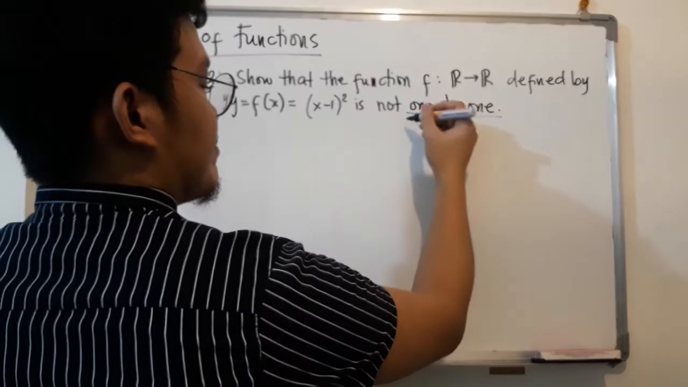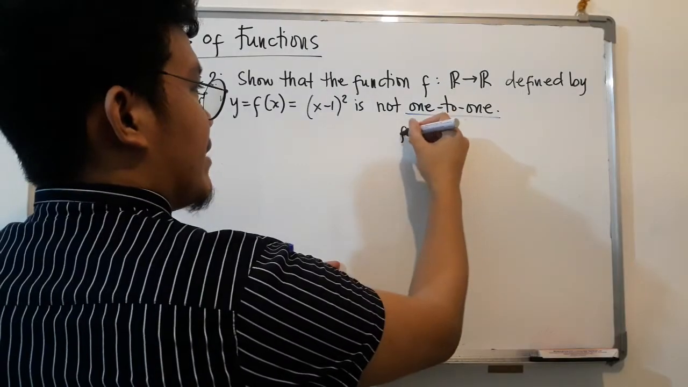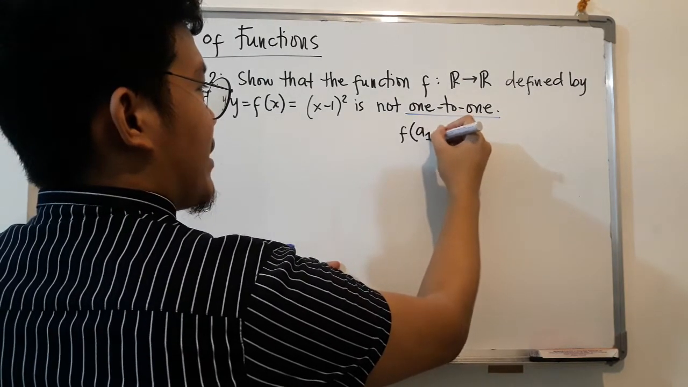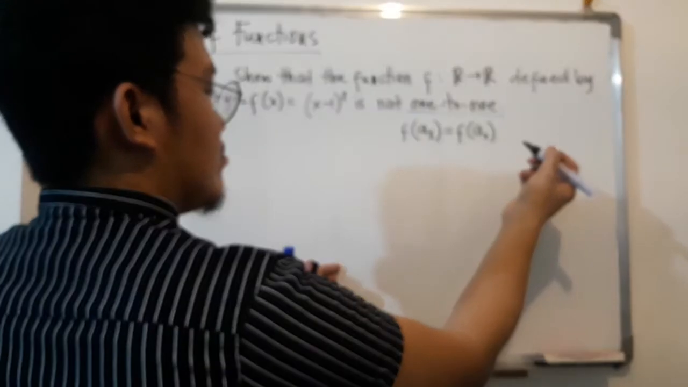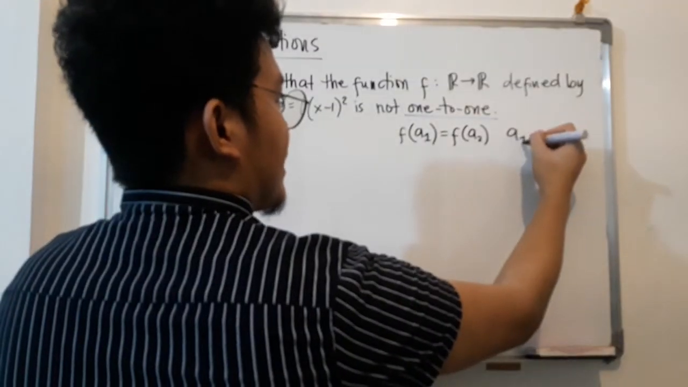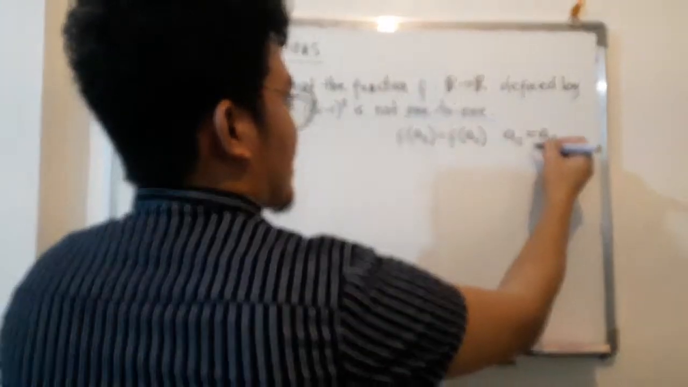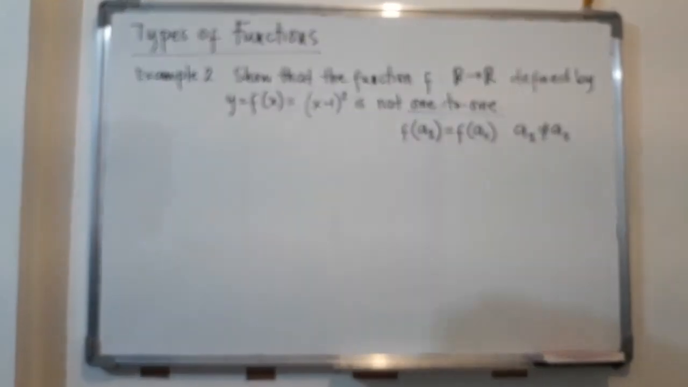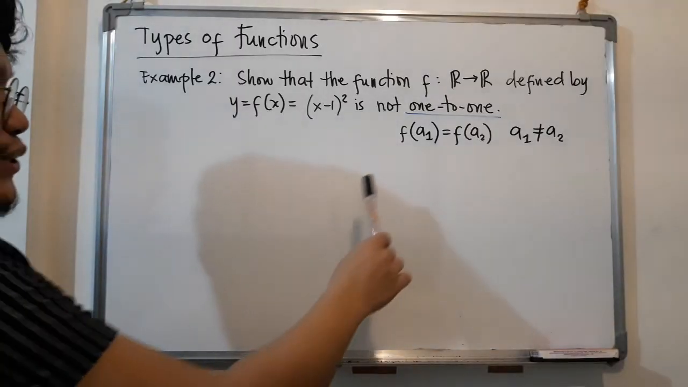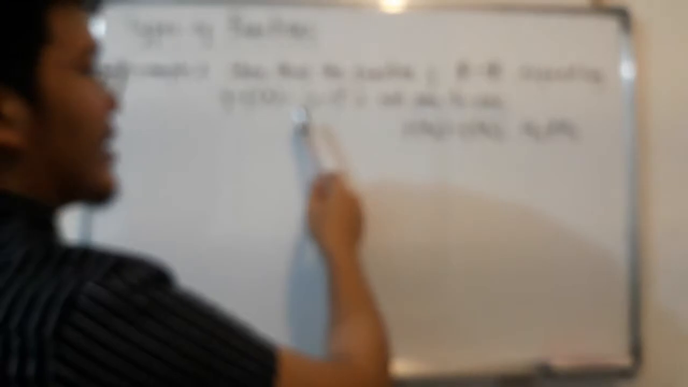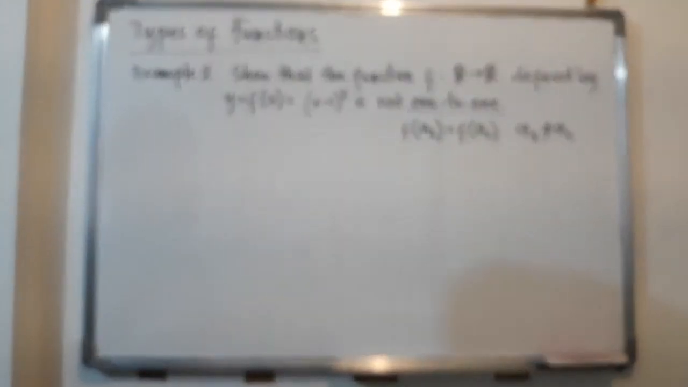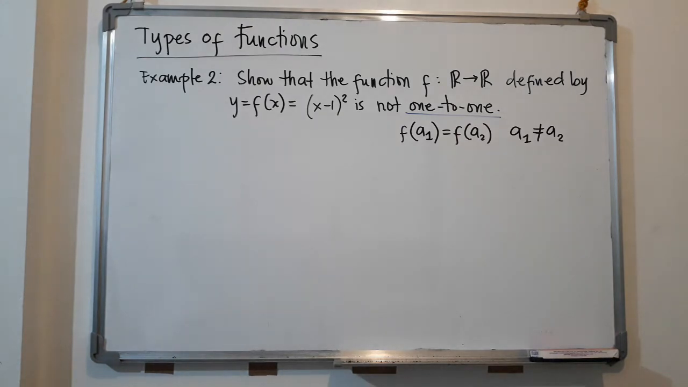That is, whenever the function value at point a sub 1 is equal to the function value at point a sub 2, it does not imply that a sub 1 is equal to a sub 2. Or say, a sub 1 is not equal to point a sub 2. So we have this argument that will guide us in showing that this function is not one-to-one. So how are we going to show that the function is not one-to-one?